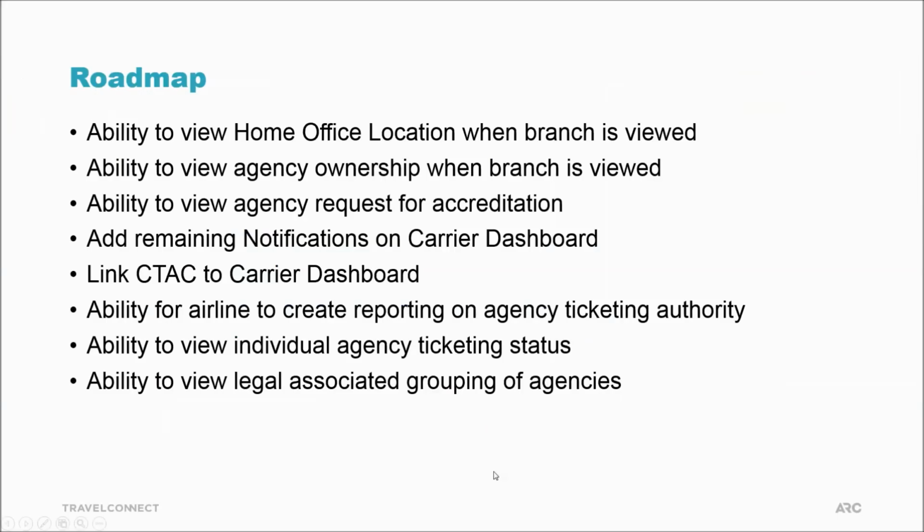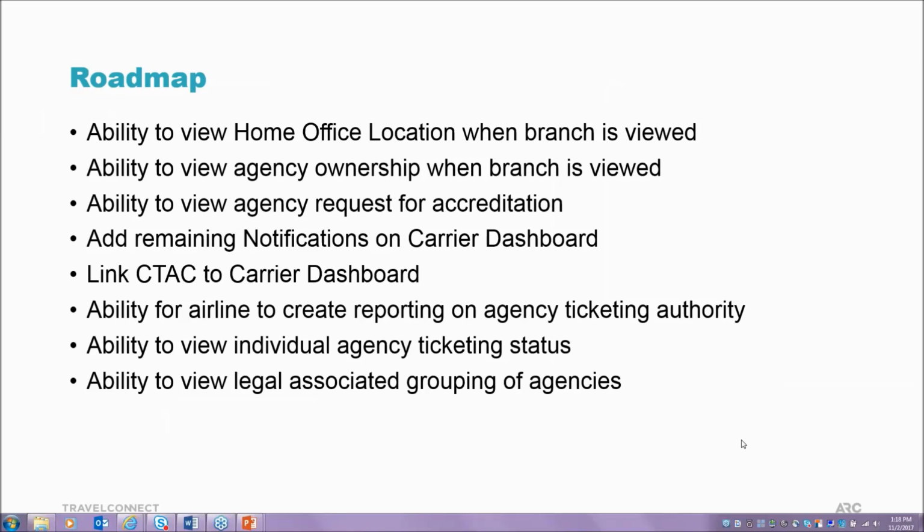So, thank you, Crystal. So on the roadmap, right now, this is what we've heard from several of our customers, that they would like to see the ability to view the home office location when the branch is viewed. So when I pull up that branch on Carrier Dashboard, I'm hearing that you may want a link to the HOL, to the home office, to know who owns that branch. We're also hearing that the ability to view agency ownership when the branch is viewed is needed.